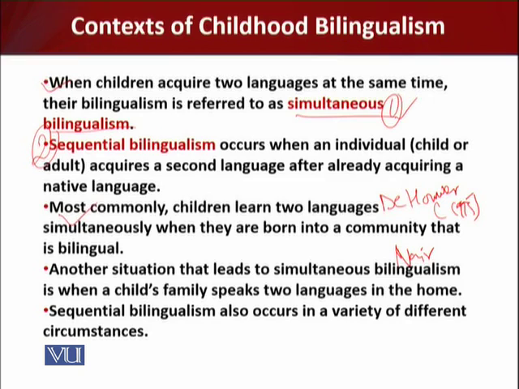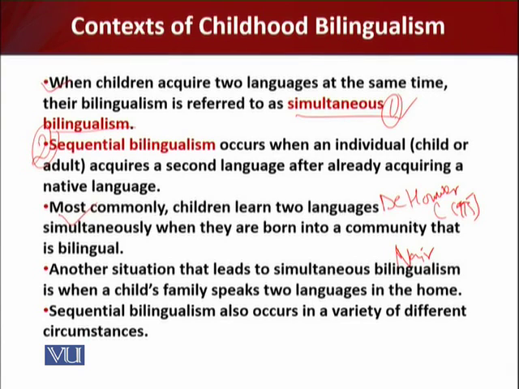Now, sequential bilingualism also occurs in a variety of different circumstances. One is when a child is exposed to one language in the home and another when the child goes to school. For example, in Philippines, children may learn one of 7 languages in the home before they are immersed into English and Filipino at school. Closer to home, for example, children in Quebec learn to speak both English and French, and many children in Southwest United States are bilingual in Spanish and English.